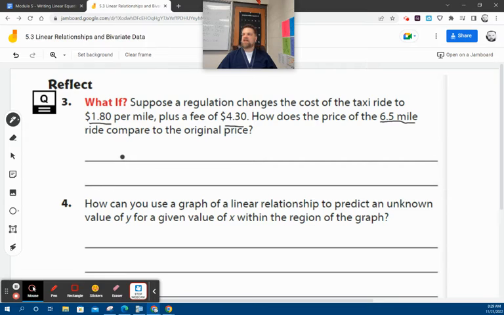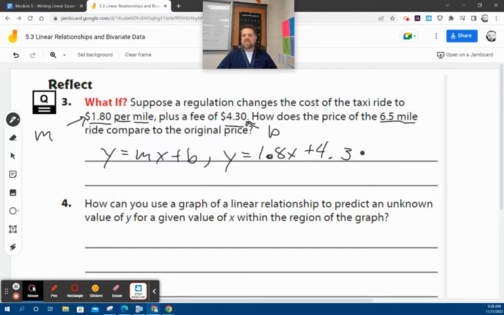Well, what does that tell us? What do you know? Whenever we see per something, what is that with regards to y equals mx plus b? What is this $1.80? Yeah, that's the slope m. And what is this $4.30? This is an initial fee that you pay no matter what. Yeah, that's the y-intercept. So I've got this equation that's y equals 1.8 times x. Are you guys writing this down? Plus 4.3.